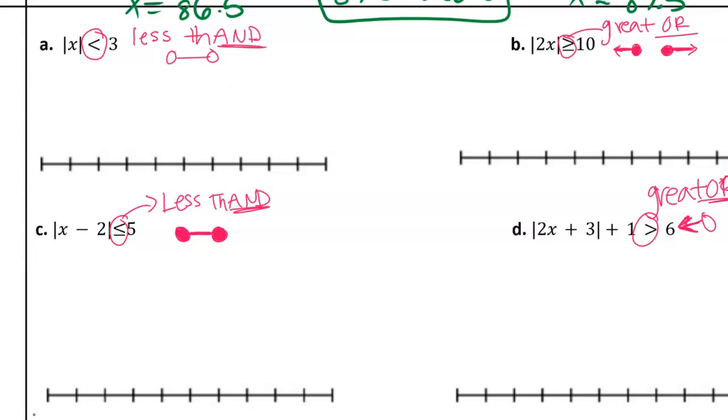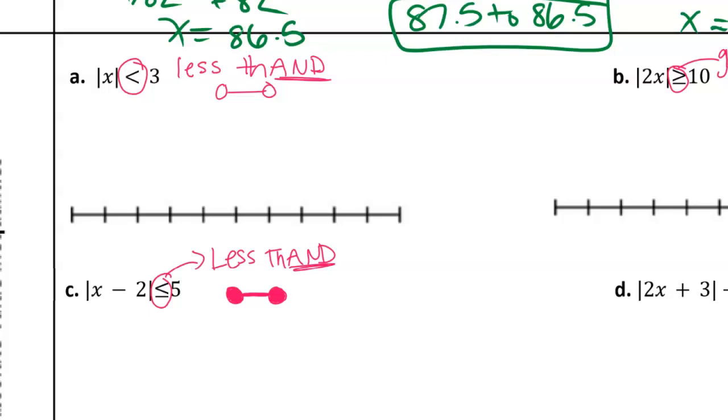All right, looking back at the first one, we have an absolute value of x is less than 3. The x is already isolated, so we need to start with our positive and negative solutions. So we have x is less than 3.